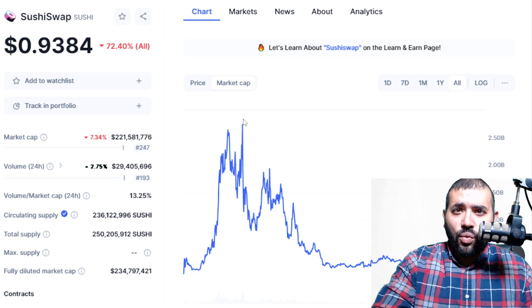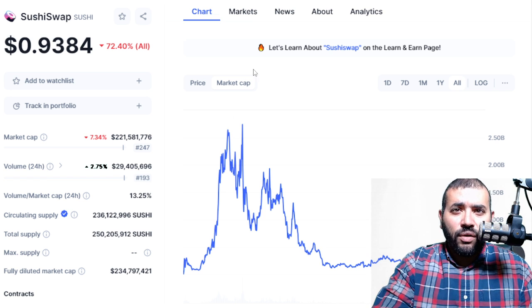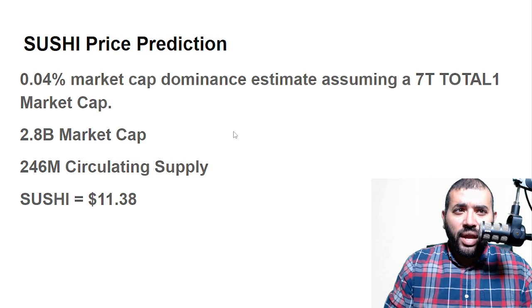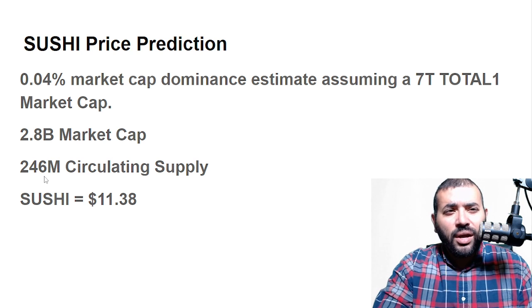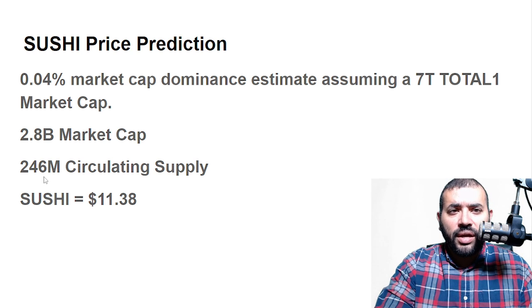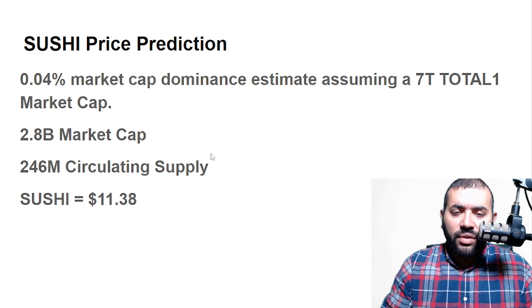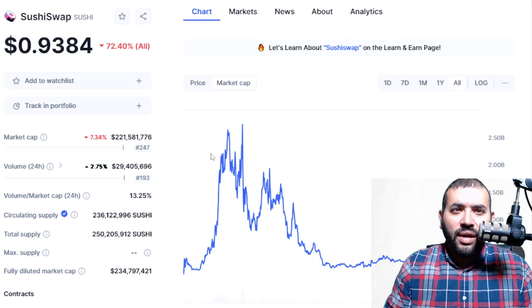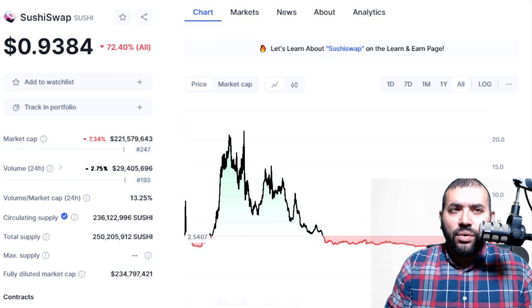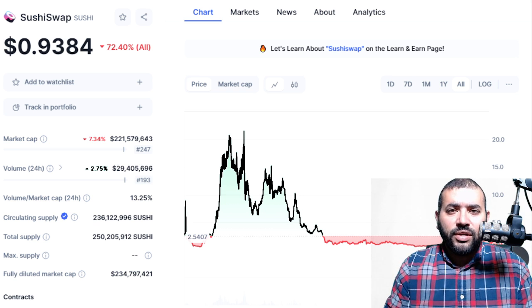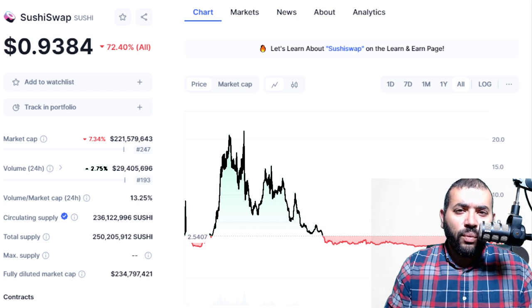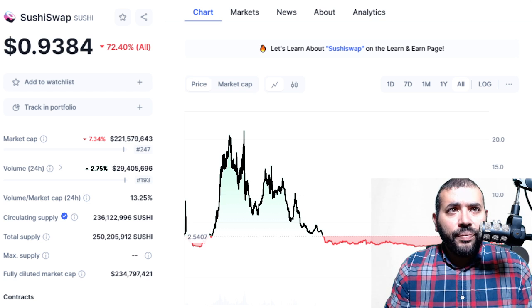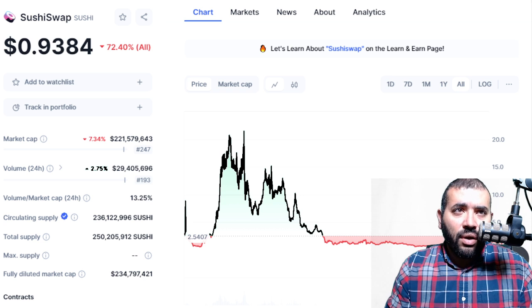It would pretty much go right back to its market cap to where it was in 2021. And so $2.8 billion divided by my estimate of a 246 million circulating supply gives us a price target for SushiSwap of $11.38. And you can see that's a decent amount lower than where it was when it peaked in 2021. I say this with a decent amount of conviction. I don't see a scenario where Sushi would get back to its all-time high. But you know, if it does get to $11 and change, that's a 12x from here. So there's a play to be made.